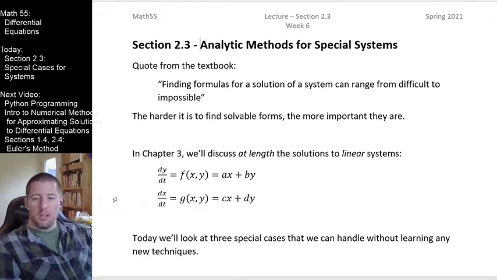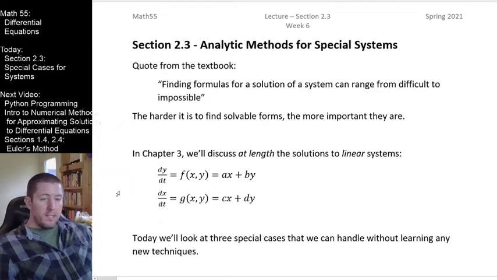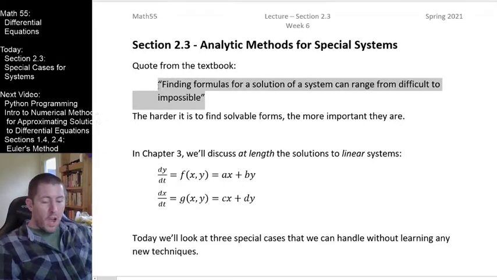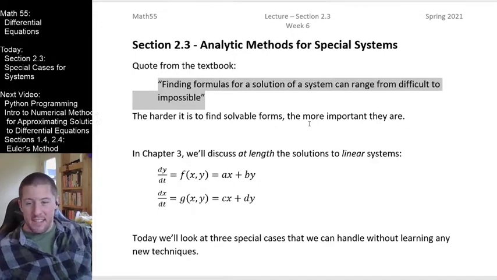And that'll be really our look into saying, okay, if we really want to solve these systems, what's our more broad strategy for understanding how we should go? What's our approach for those things? What I also want to say here, well, I should start from the beginning. I really appreciate this quote that I read in the textbook: "Finding formulas for a solution of a system can range from difficult to impossible." And I think it's good that they're being honest like that, because these are hard.